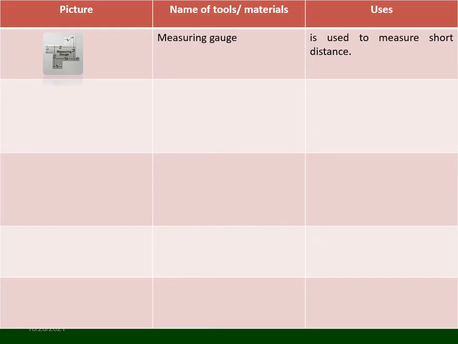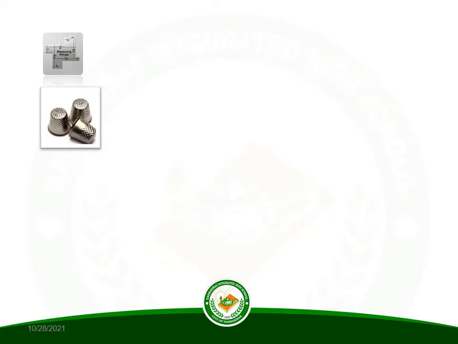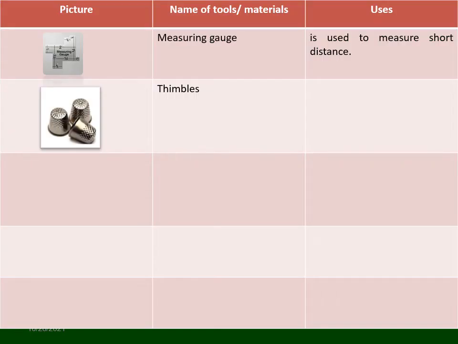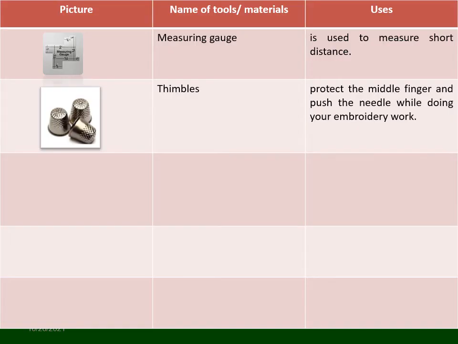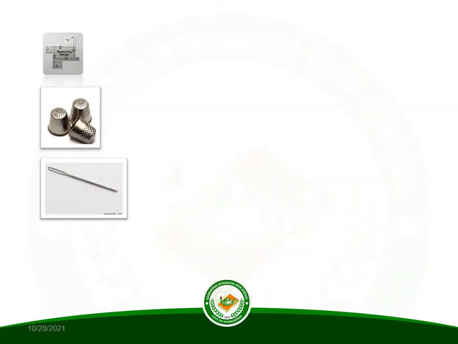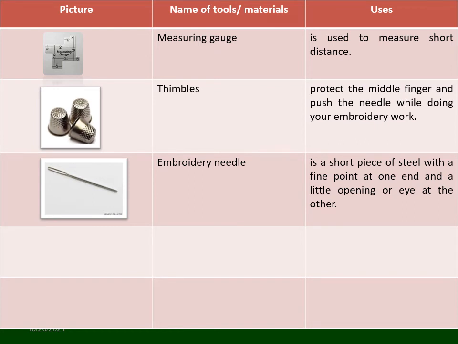It's a measuring gauge. It is used to measure short distance. Very good. Correct. Thimble. It protects the middle finger and pushes the needle while doing your embroidery work. Embroidery needle is a short piece of steel with a fine point at one end and a little opening or eye at the other. Very good.